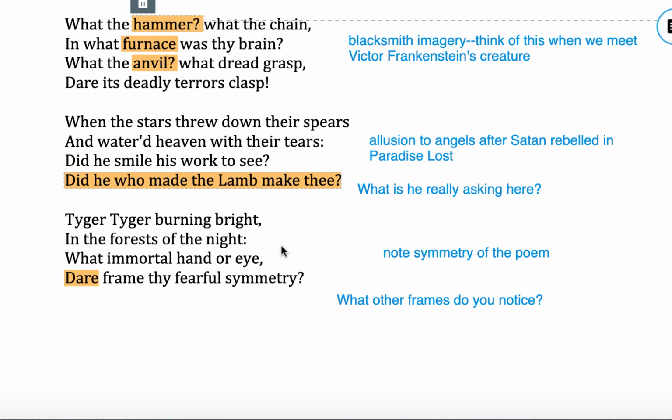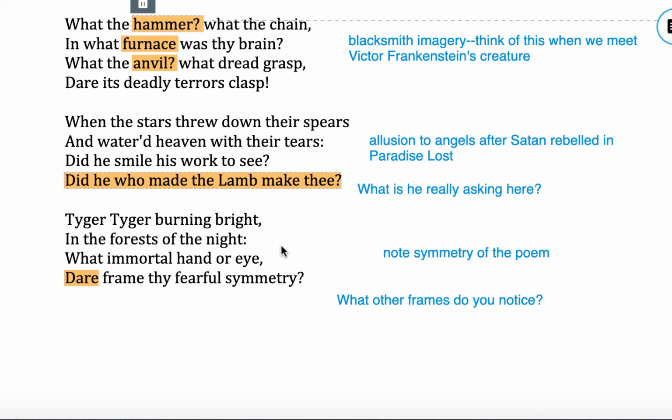So this is my favorite passage, or my favorite stanza of the poem, because it really gets to the core of what the speaker is asking. How can bad things exist? How can there be evil in the world when this same God created something as gentle as the lamb?